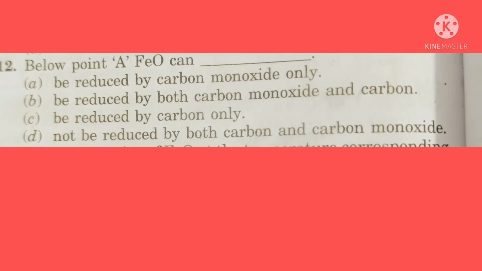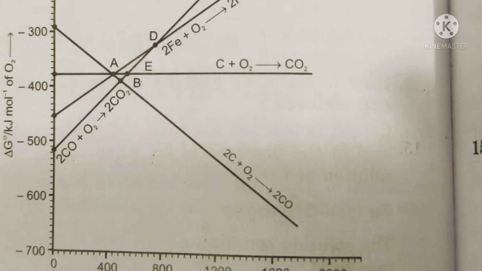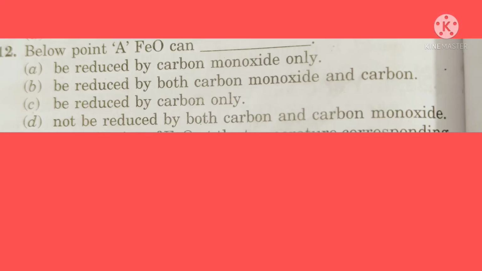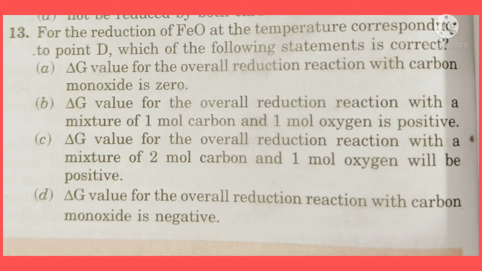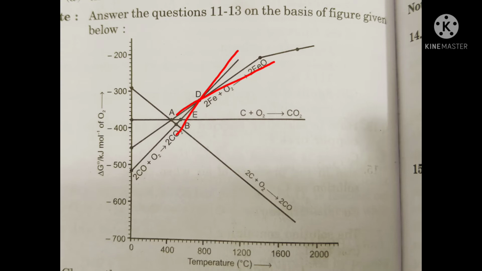Below point A, iron oxide can be reduced by carbon monoxide only because only this curve lies below the iron oxide curve. So only carbon monoxide can act as the reducing agent. So option A is the correct answer. For the reduction of iron oxide at the temperature corresponding to point D, which of the statement is correct? So at point D, the delta G value for overall reduction reaction with carbon monoxide is 0 because carbon monoxide curve intersects the iron to iron oxide curve at point D.